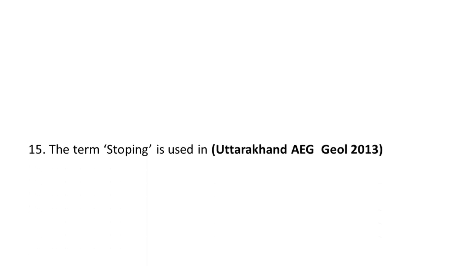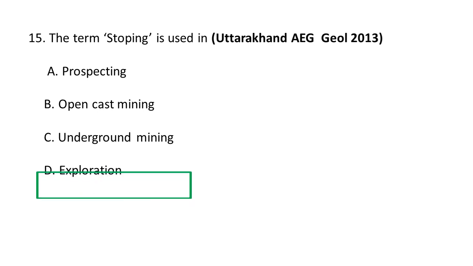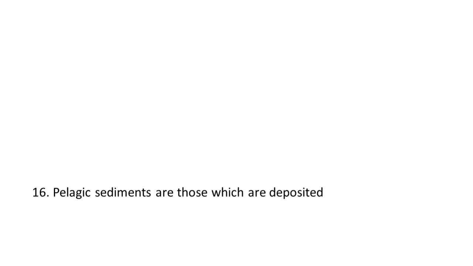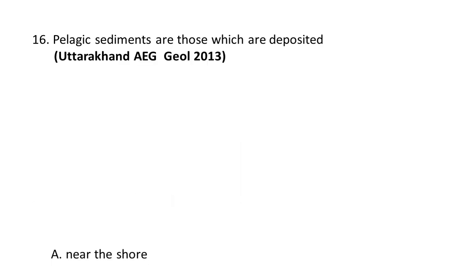Next question. The term stoping is used in A. Prospecting, B. Open cast mining, C. Underground mining, D. Exploration. The term stoping is used in underground mining. Stoping is a process used in underground mining to extract ore and create large underground spaces called stopes. It is used when the surrounding rock is strong enough to support drilling, blasting, and ore removal without caving.